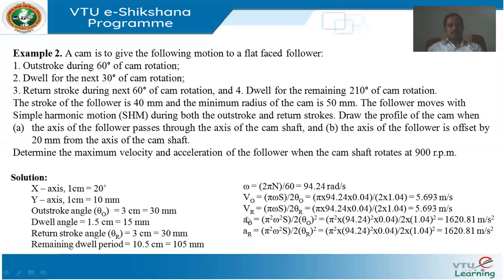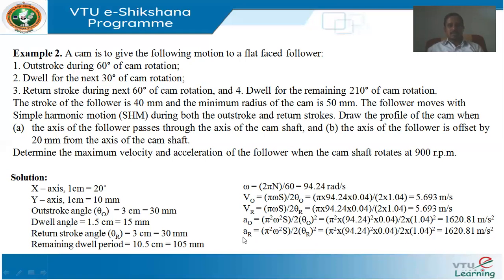Next, the maximum acceleration during outstroke, the equation is pi square into omega square into S divided by 2 into theta naught square. Here also omega is in radians per second, S is the stroke of the follower in meter, and the outstroke angle is in radians. Substitute all the known values. After simplifying, 1620.81 meter per second square.